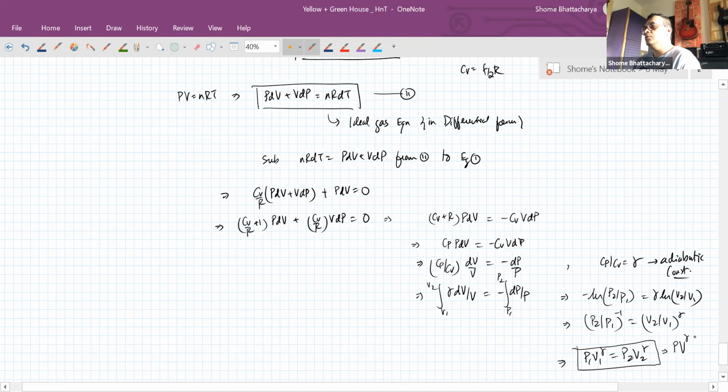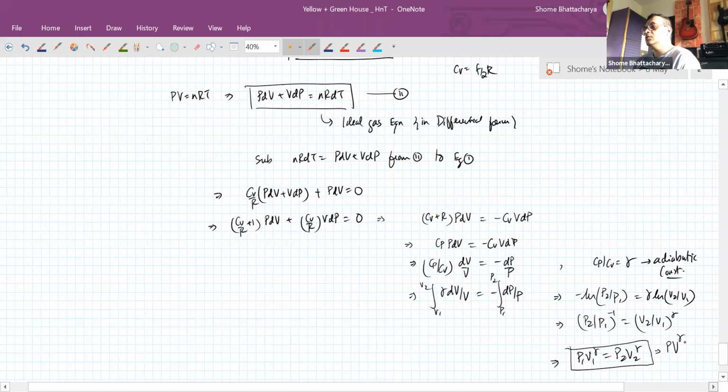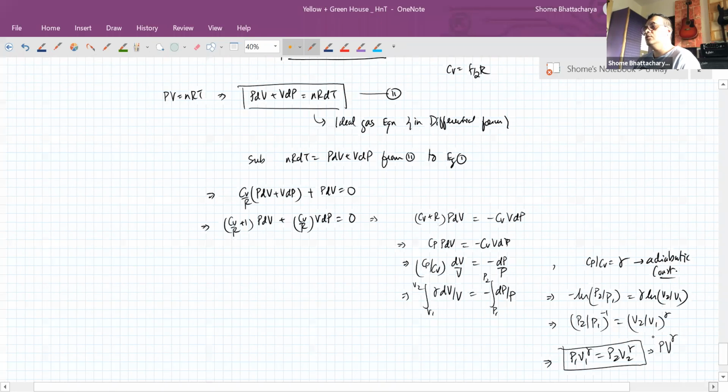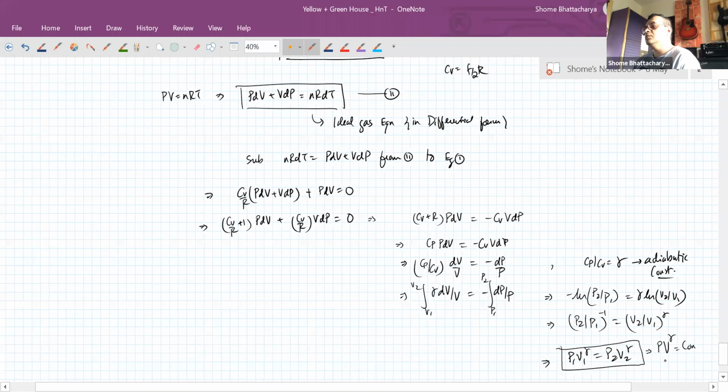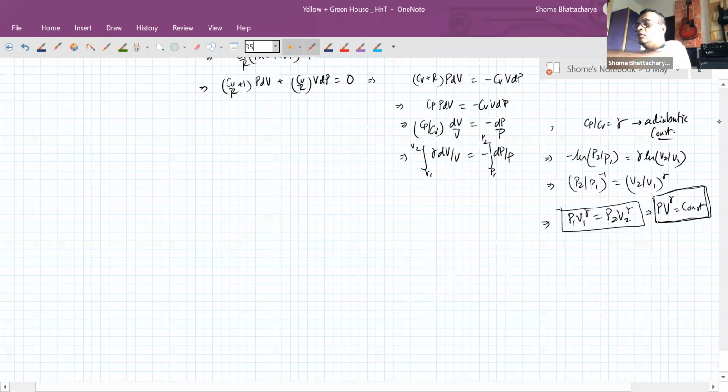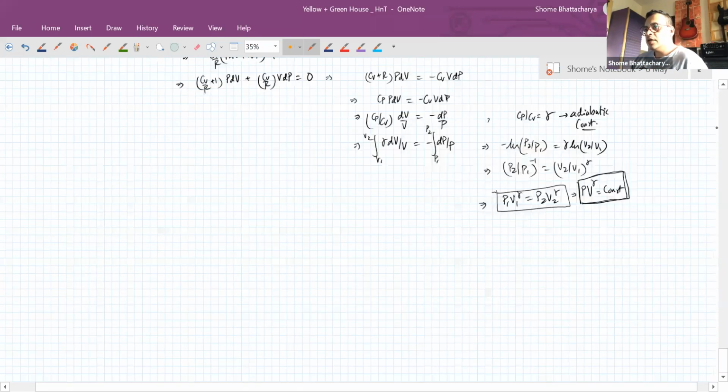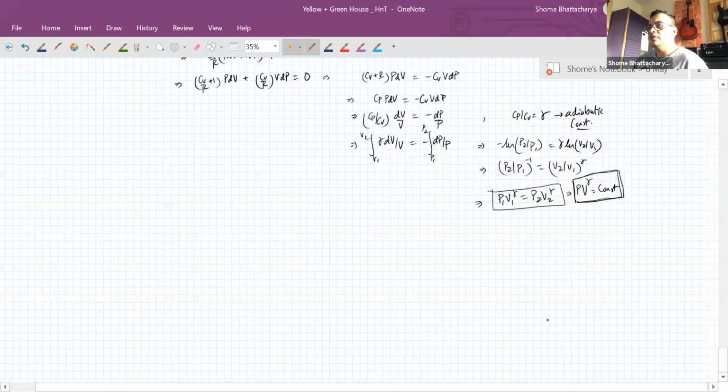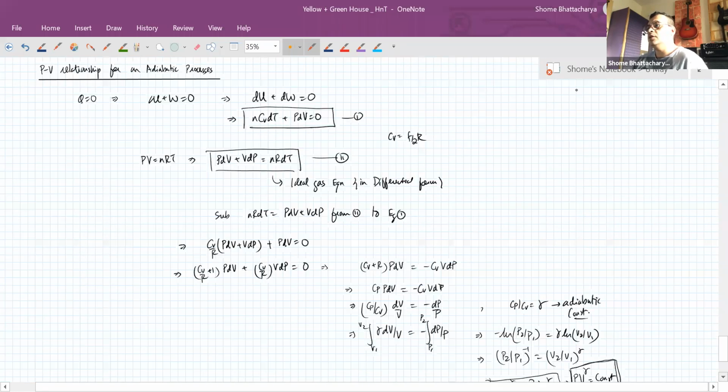So PV to the power gamma is constant. Okay. So this becomes the relationship between pressure and volume for an adiabatic process. Sir, I didn't understand how you derived equation number 2. Can you explain that part again? Yeah, I'll explain. Equation number 2 has come by differentiating PV equal to nRT.